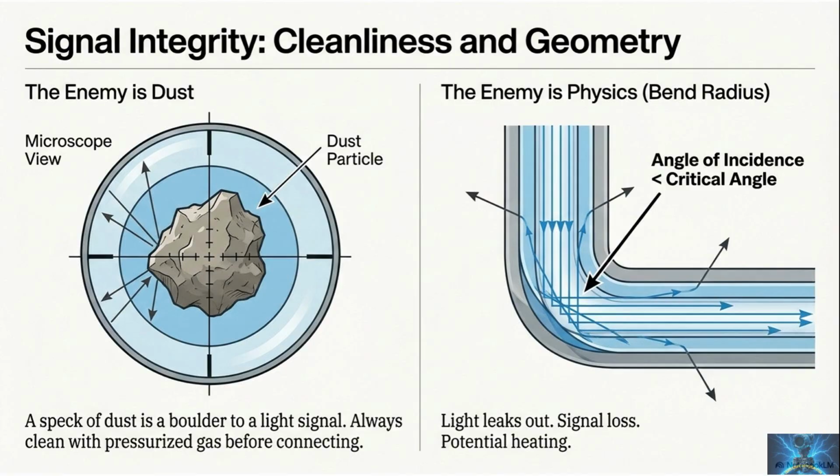If you bend a fiber too tightly, the angle of incidence can drop below the critical angle and light leaks out. That creates signal loss, and in extreme cases, localized heating. Cleanliness and geometry are not nice to have. They are the difference between a stable link and a flaky one.